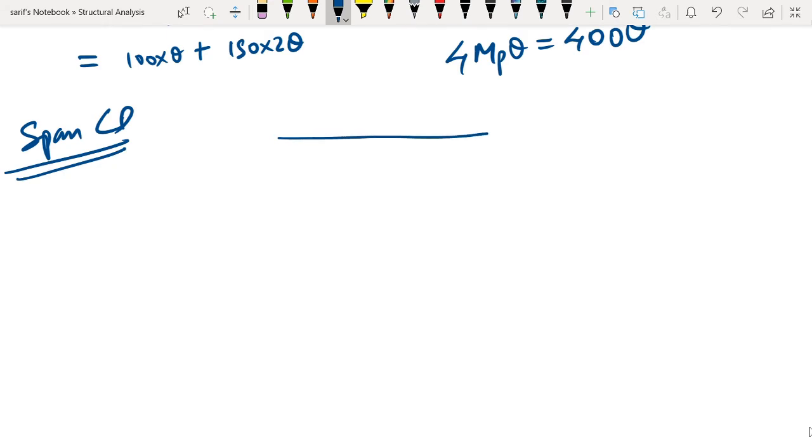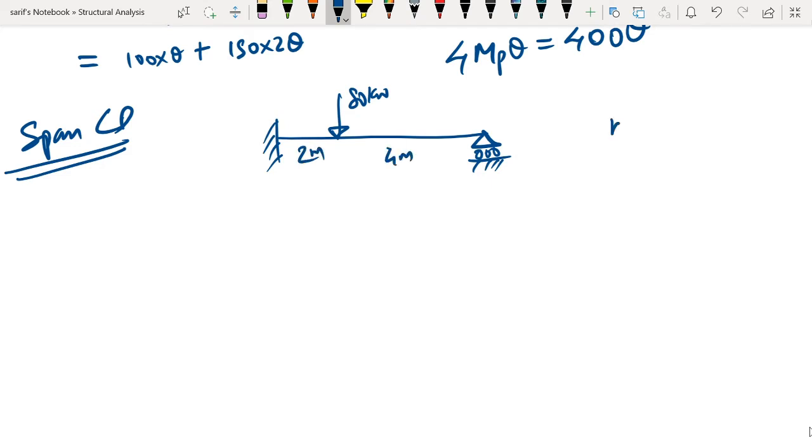Again, for span CD, the interior support can be considered as a fixed support, whereas the exterior support has to be considered the way it is. The load that is acting is 80 kilonewton and the distances are 2 meter and 4 meter.